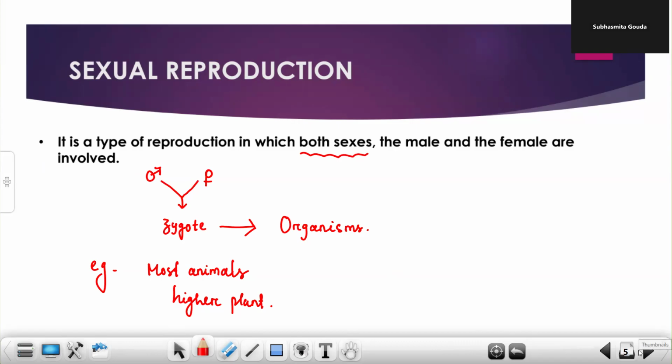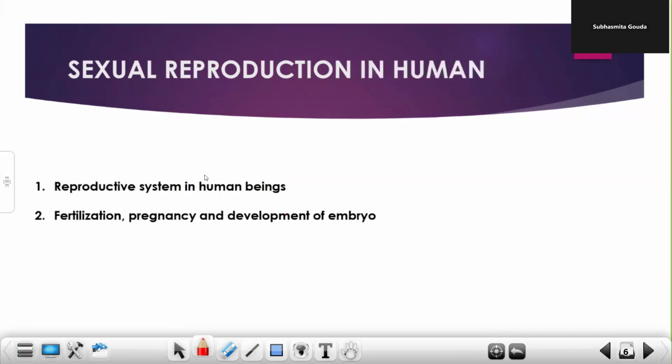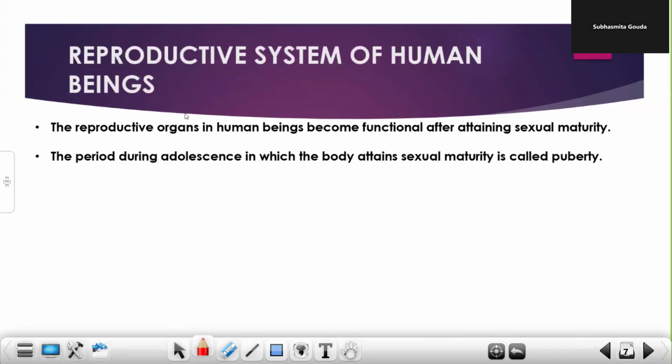But in this chapter, we only discuss sexual reproduction. Next is sexual reproduction in humans. Generally humans reproduce sexually, and reproduction in humans can be studied in two parts. In the first part, we will discuss the reproductive system in human beings, both male and female. In the second part, we study fertilization, pregnancy, and further development of the embryo. So let's start with the first part, the reproductive system in human beings.